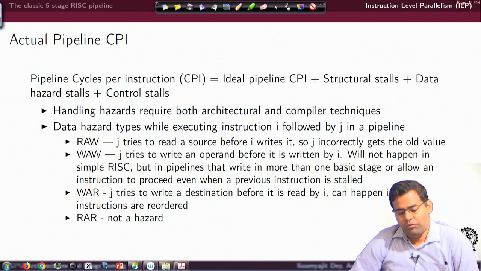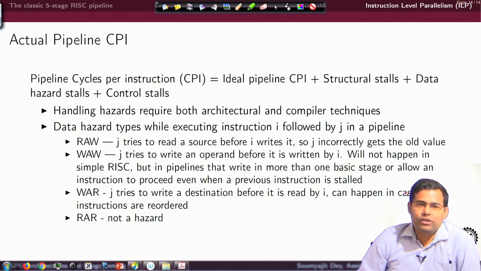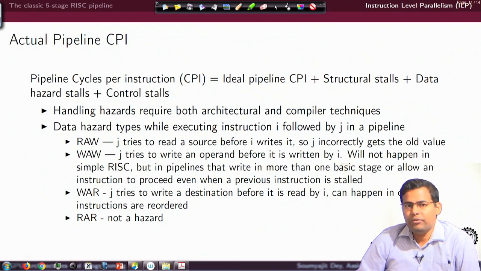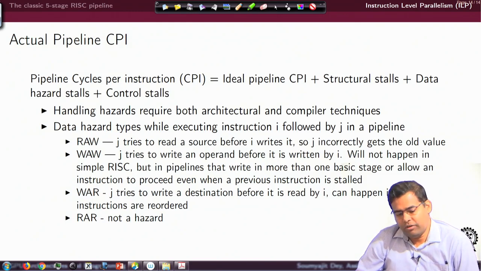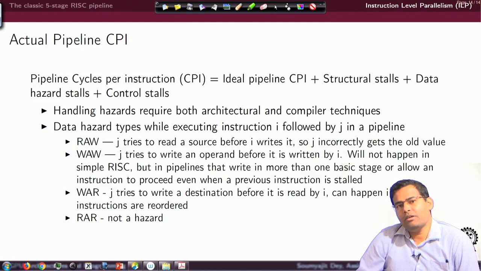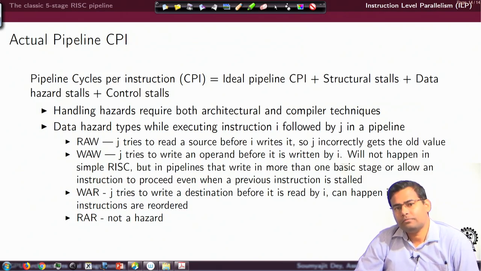Before proceeding with this, let me go back to WAW and repeat, because it is related. In WAW the problem can only happen when the pipeline has multiple possible stages where a write can actually be executed, and the previous instruction is doing its write at a later stage of the pipeline, whereas the following instruction is trying to write at some earlier stage. Then this problem can come.